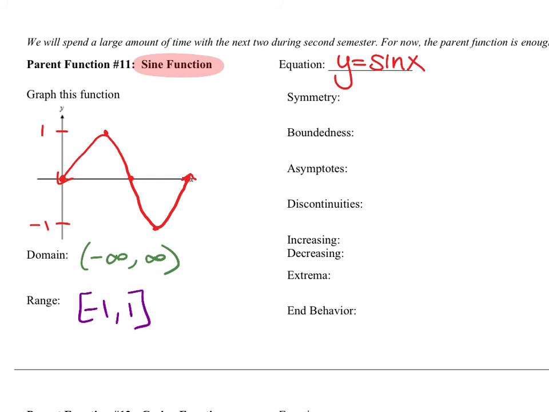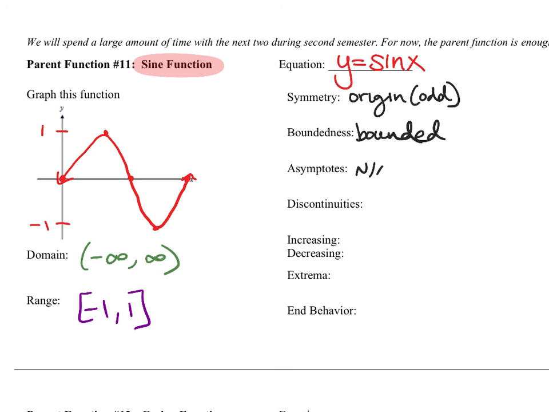The sine function is symmetrical about the origin, which you can't really tell from the picture I've drawn, but if you have a full-scale sine function, like on Desmos or something, you can imagine rotating it and it lands right back on top of itself. Since it has a maximum and a minimum, it is bounded.